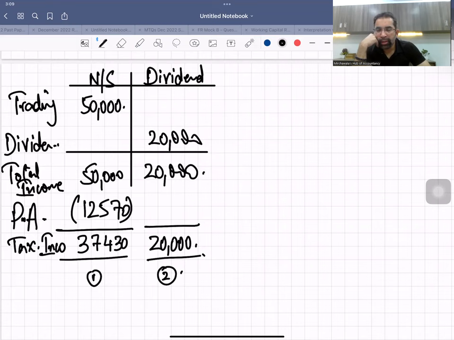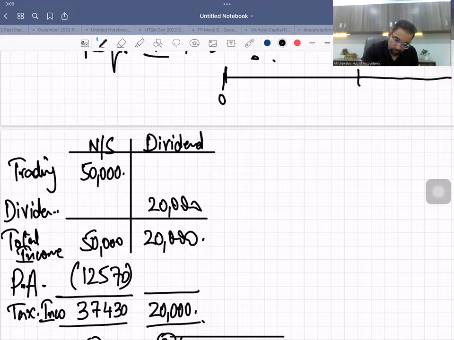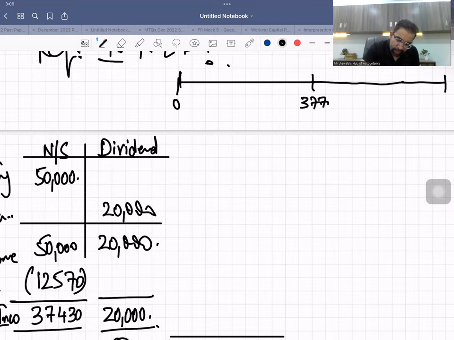Now let me make the bands again for you. These were the bands. This is 37,700, so the capacity of the first band is 37,700. And this is 150K, so it will be 112,300. Remember the capacities, I told you the capacities.